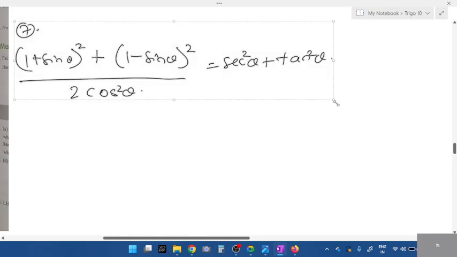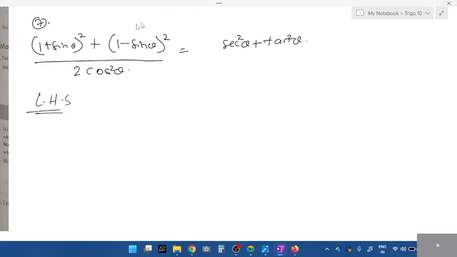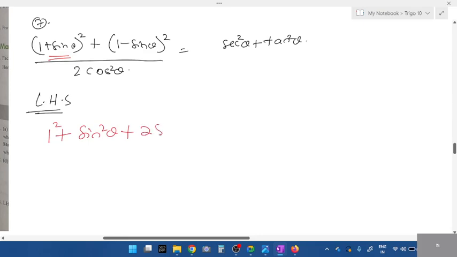Okay, what do we have on the right hand side, students? Sec square theta plus tan square theta. We need to convert this. Take the left hand side, LHS. How does the first formula look? A plus B the whole square, right? What is A plus B the whole square? A square plus B square plus 2AB, and A minus B the whole square. A square is 1 plus sin square theta minus 2 sin theta divided by 2 cos square theta.